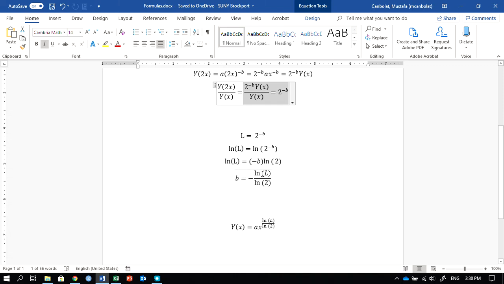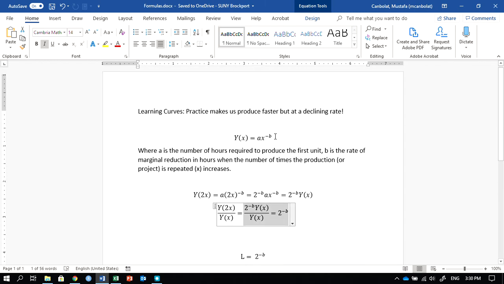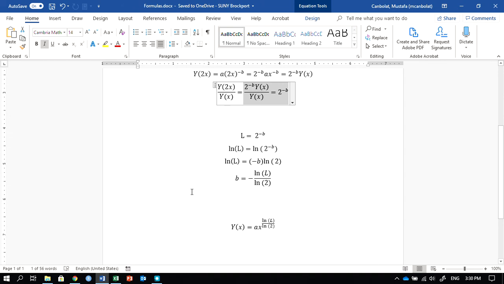And you can use the natural log or any log that you want, any base, it is going to be the same thing. So once you find the b value, it is going to give you the rate of reduction, and from there you could just simply put your formula in, a times x to the negative b, and that's it.